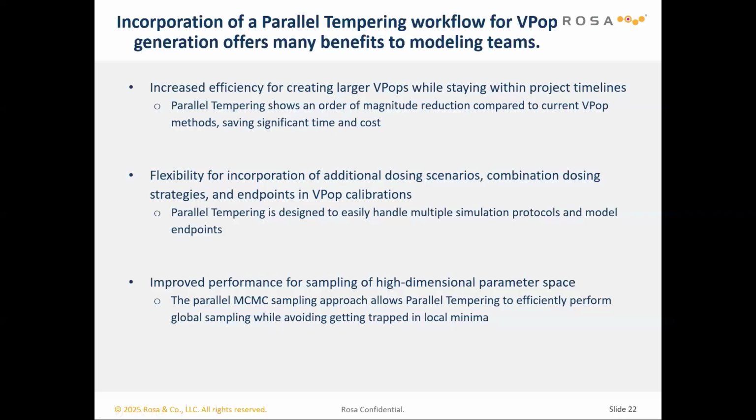A final advantage is improved performance for sampling of high-dimensional parameter space. By incorporating a parallel MCMC sampling approach, parallel tempering is able to efficiently perform global sampling while avoiding getting trapped in local minima.